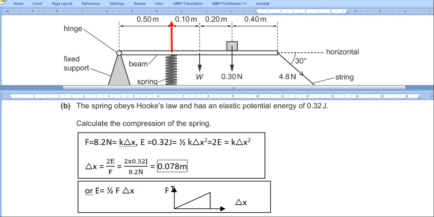Or you can use the standard method. The graph of force over extension is a straight line for Hooke's law, and energy is the area under the graph. So under the graph we have a triangle, so 1/2 force, which is the height, times base, which is delta x.